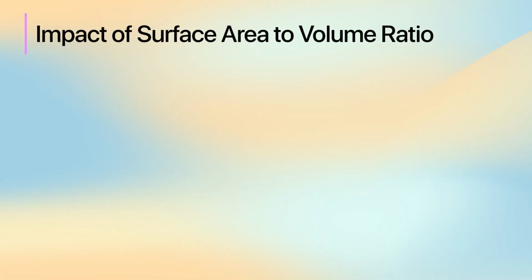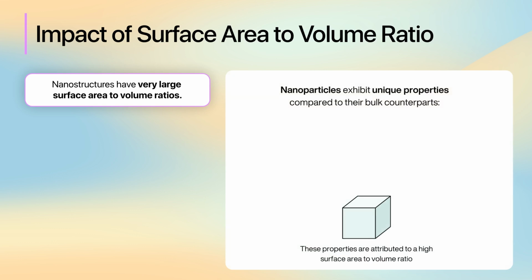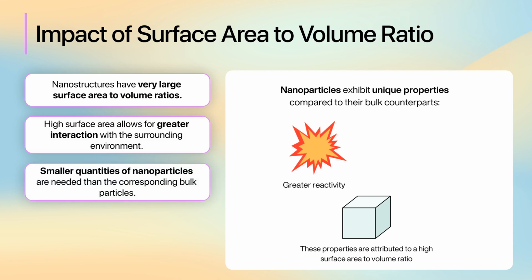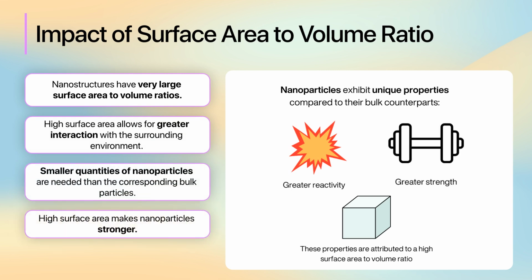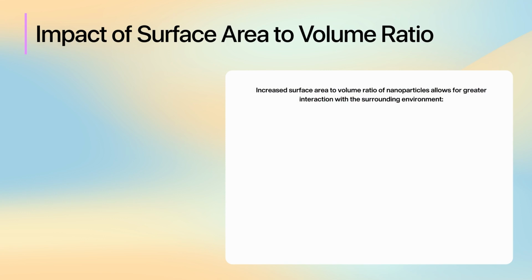Relating back to the nanoscale, this means that nanostructures have very large surface area to volume ratios, giving them unique properties. This increased surface area to volume ratio has significant implications for the properties of materials at the nanoscale. High surface area allows for greater interaction with the surrounding environment. This means that smaller quantities of nanoparticles are needed than the corresponding bulk particles. The increased surface area also means they make nanoscale components stronger and more durable. It also has impacts for their applications.